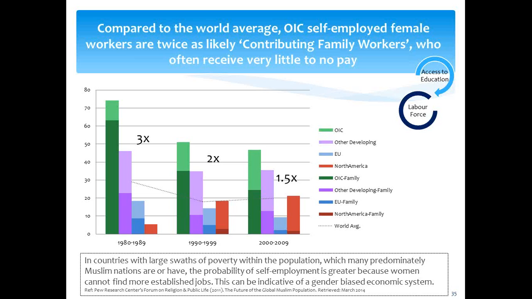The trend, fortunately, has been positive. Before, they used to be 3 times as likely to be contributing family workers, but now they're 1.5 times as likely to be contributing family workers. And why are we looking at this? Well, if females find no other opportunities to work in the labor force market than their own family, that could be indicative of a gender biased economic system.